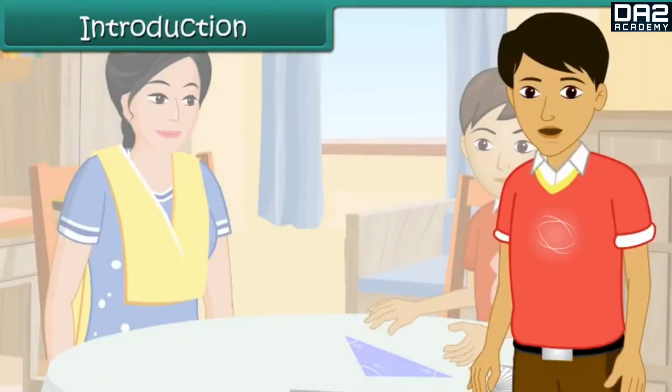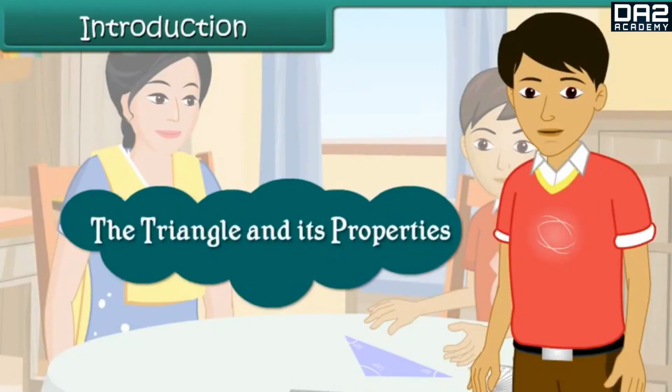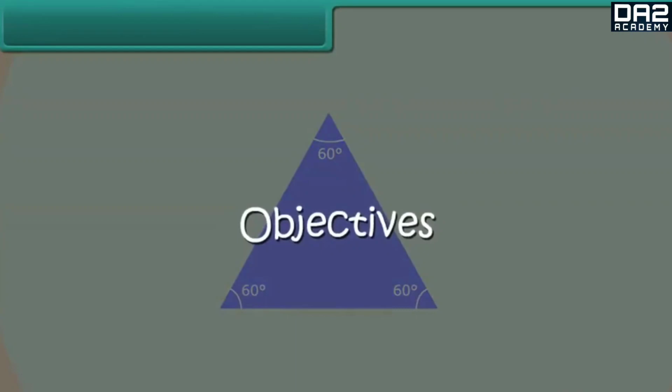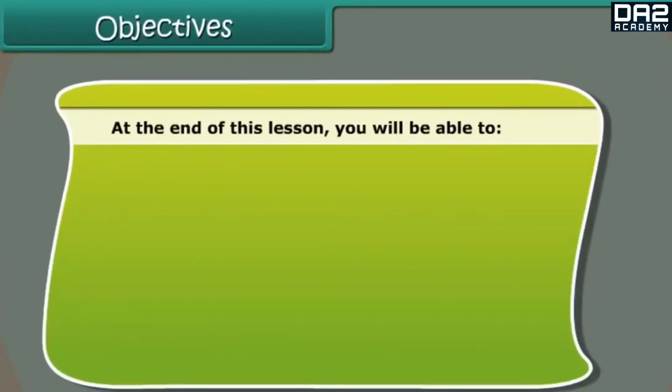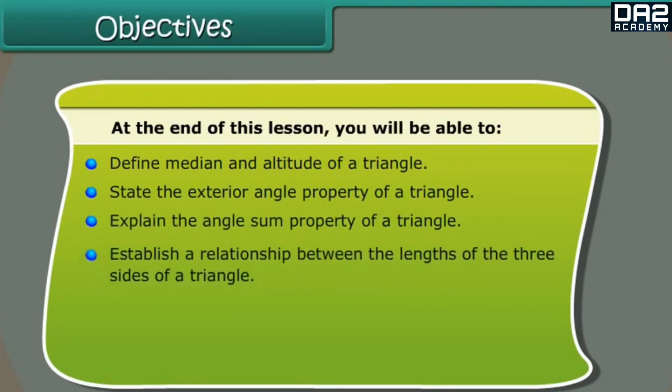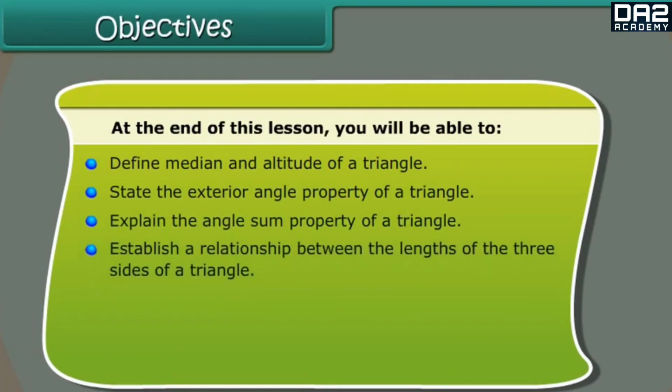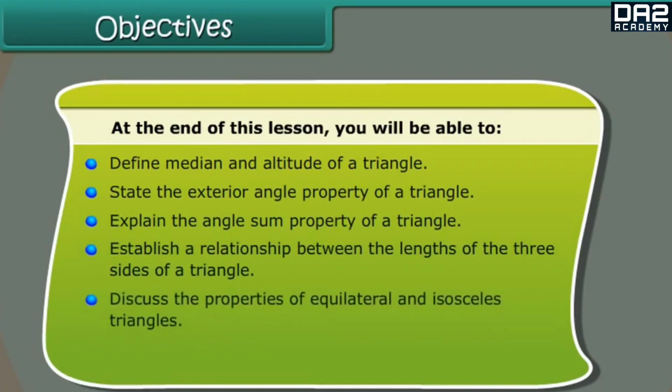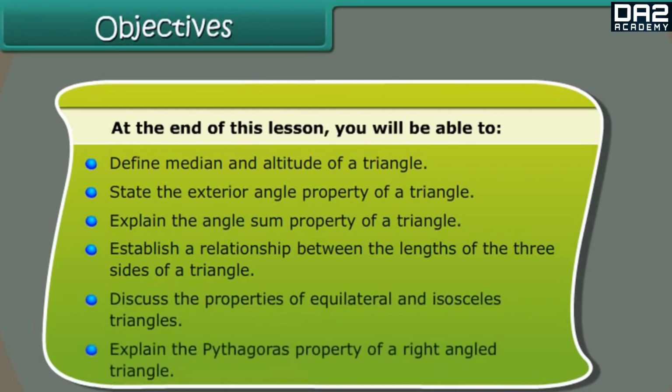In this lesson, you will learn about the triangle and its properties. Objectives. At the end of this lesson, you'll be able to define median and altitude of a triangle, state the exterior angle property of a triangle, explain the angle sum property of a triangle, establish a relationship between the lengths of the three sides of a triangle, discuss the properties of equilateral and isosceles triangles, explain the Pythagoras property of a right-angled triangle. Altitudes and medians of triangle.